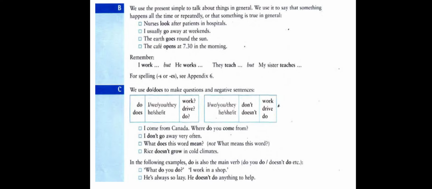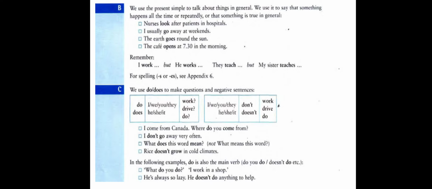Nurses look after patients in hospitals. Here nurses is plural, and we speak about a habit, or let's say a job, and the job is a permanent, very long action, so we use the present simple. And since nurses is plural, we use the verb in the base form only, without any addition.